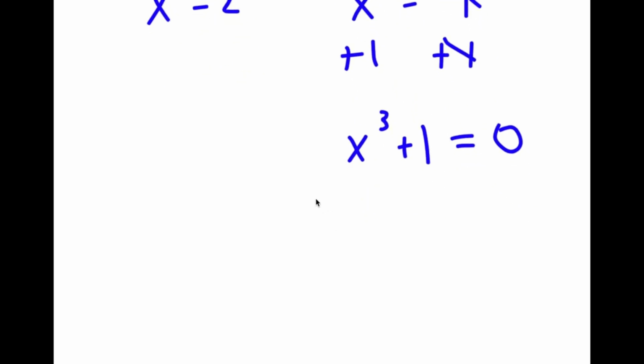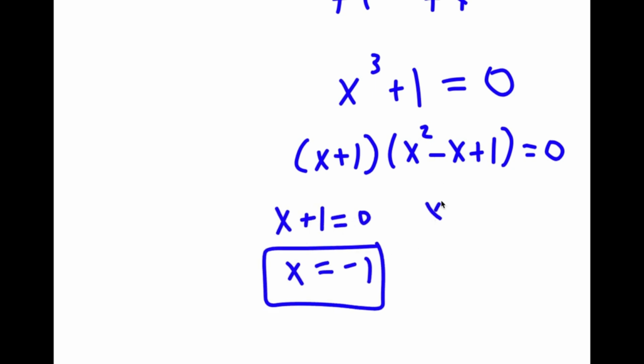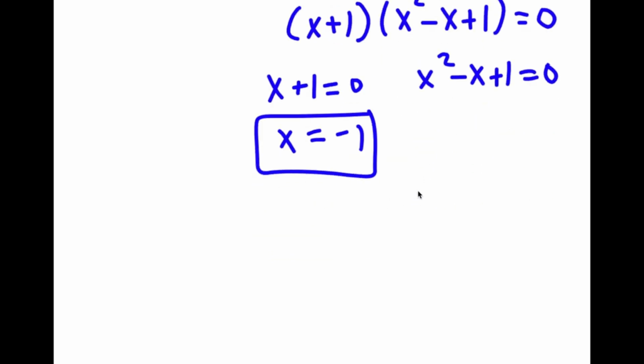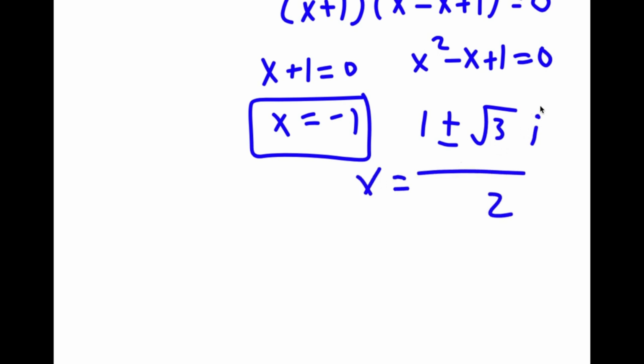Now this is the same thing as x plus 1 times x squared minus x plus 1 is equal to 0. And this gives me two equations. I have x plus 1 is equal to 0, meaning x is equal to negative 1. So this is one solution of x. And I have x squared minus x plus 1 is equal to 0. And if you actually go ahead and plug this into the quadratic formula, I'm not going to waste your guys' time and do that. You should get 1 plus or minus the square root of 3i over 2. So these are two more solutions of x.